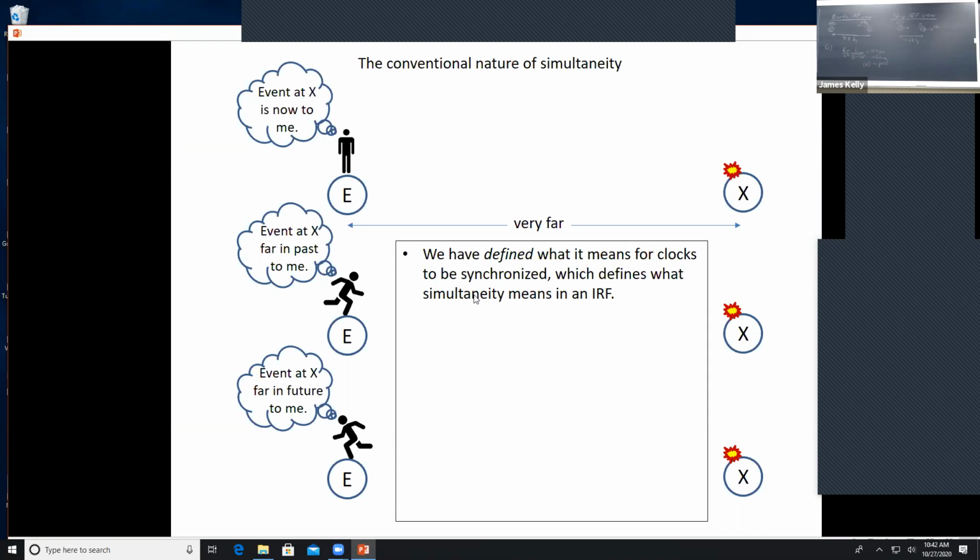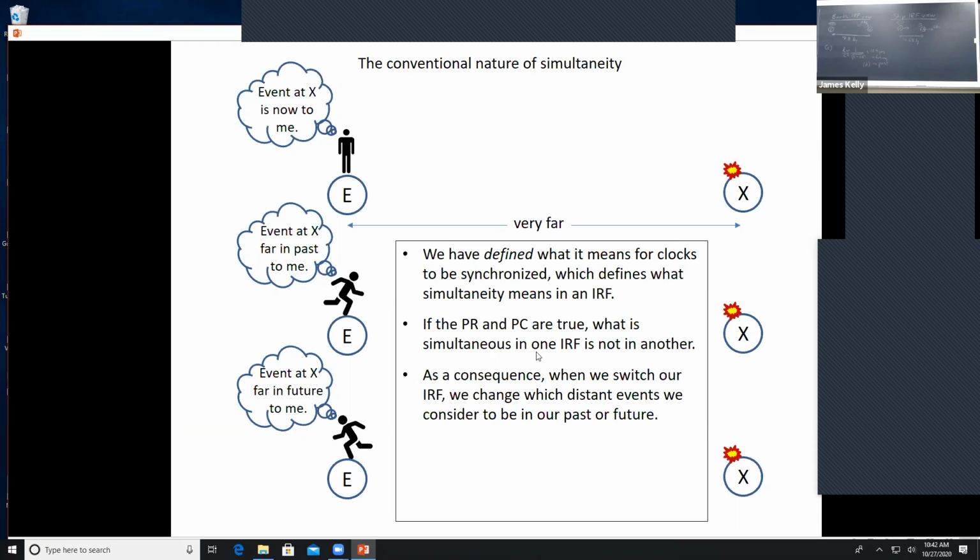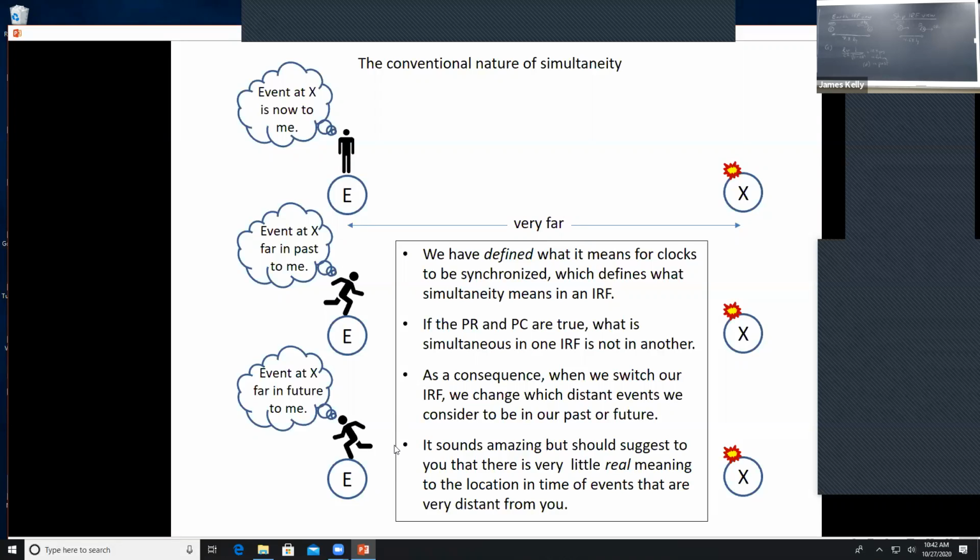Okay, so here's just to summarize that. We've defined what it means for clocks to be synchronized, which defines what simultaneity means in an IRF. If we believe in the principle of relativity and the principle of the constancy of the speed of light, what is simultaneous in one IRF is not simultaneous by that same definition in another IRF. As a consequence, when we switch our IRF, like this fellow is doing here, we change which distant events we consider to be in our past or future. It sounds superficially amazing, but should suggest that there's very little real meaning to the location and time of events that are very distant from you.